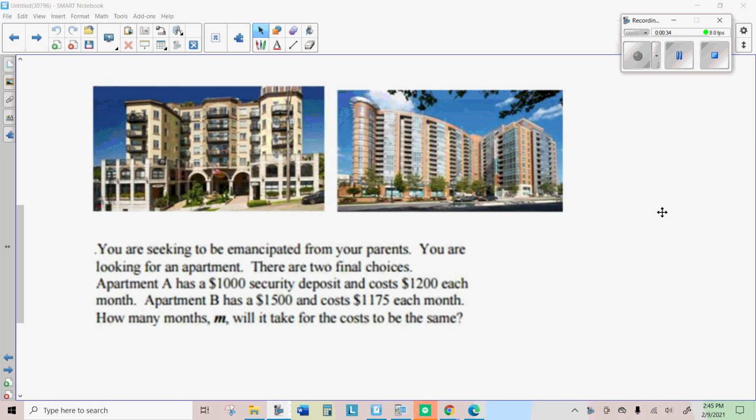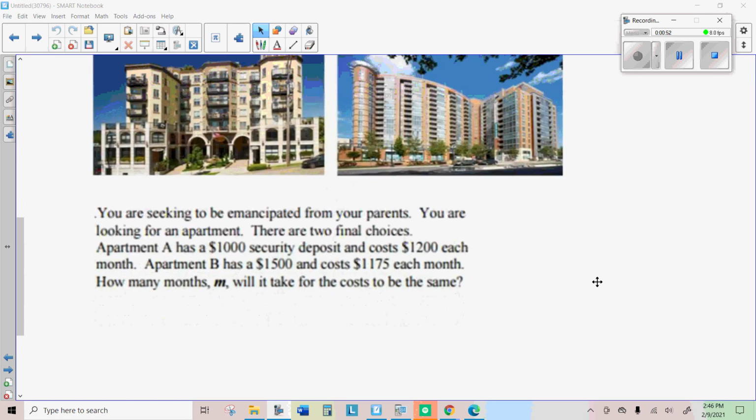All right. So to help illustrate that, you are going to be moving out from your house someday, and you're going to have to make some choices. Now, you have this narrowed down where you want to live between these two apartments. One of the apartments, apartment A, that's this beautiful apartment here. They will charge you $1,000 security deposit and $1,200 a month.